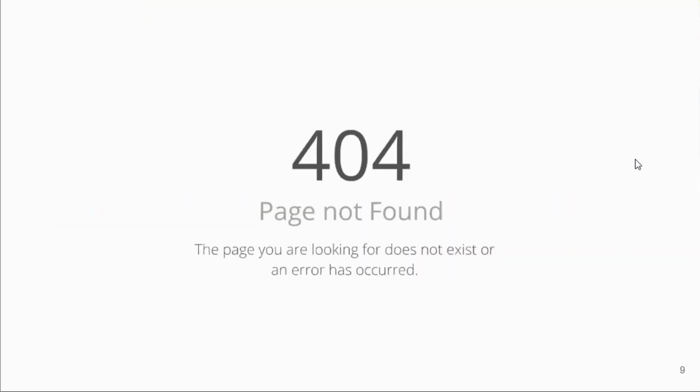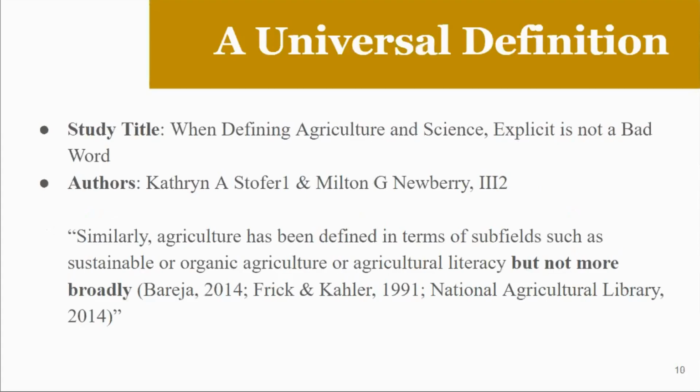The problem is they don't actually have one at all. If you try to look for one, you're not going to find it. In fact, there was even a study as recent as 2017 saying that there may be lots of definitions and different ways of defining things from other subfields within agriculture, but there isn't a more broad definition of agriculture.